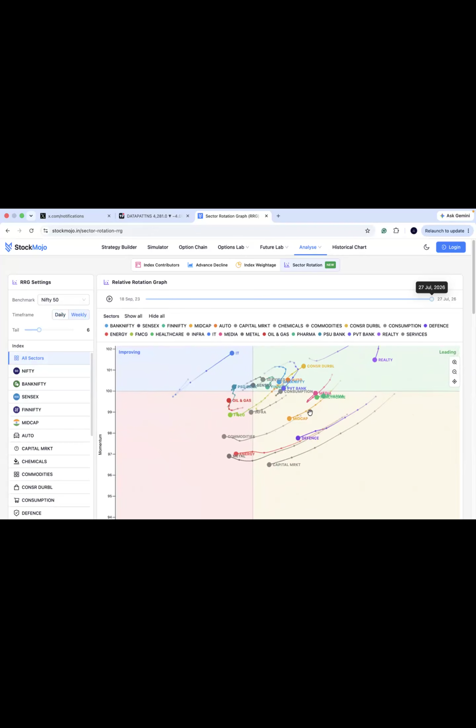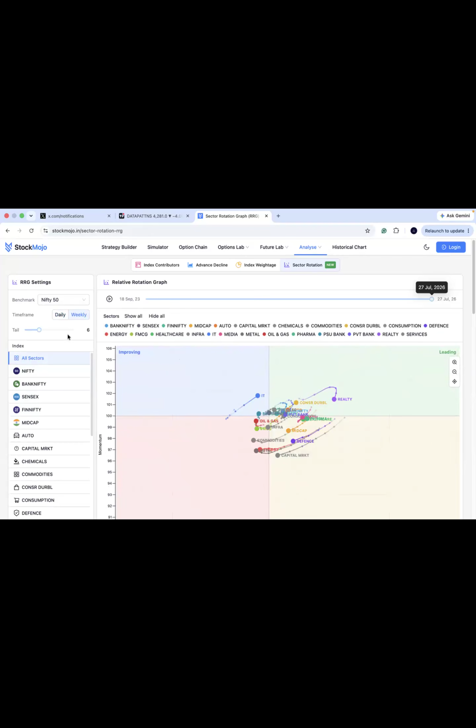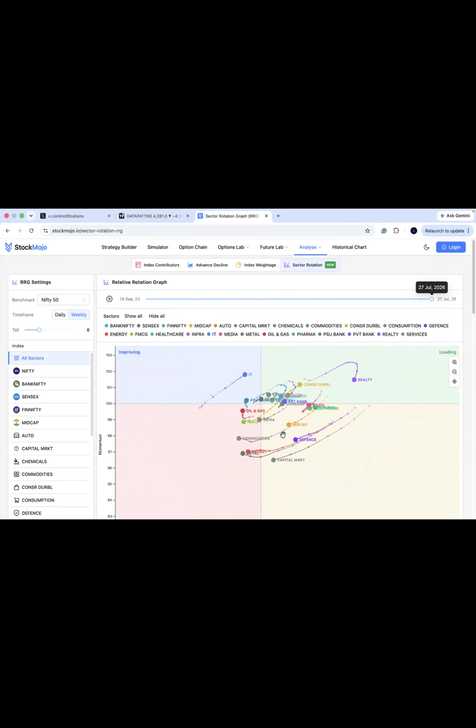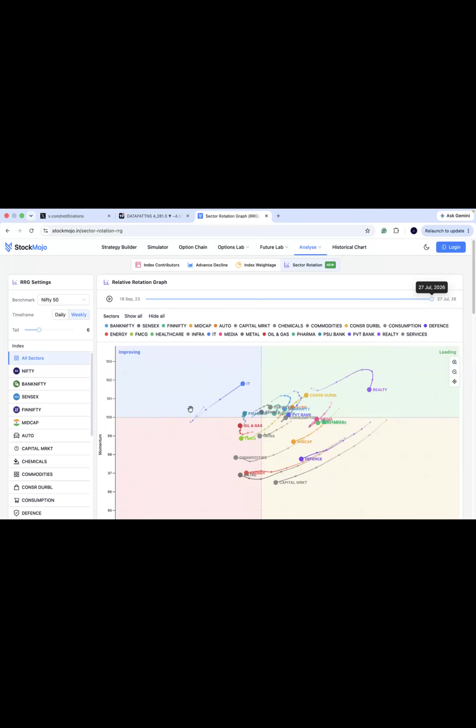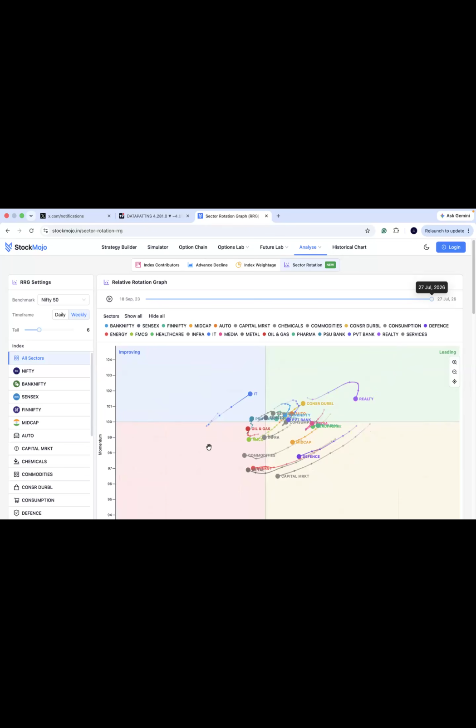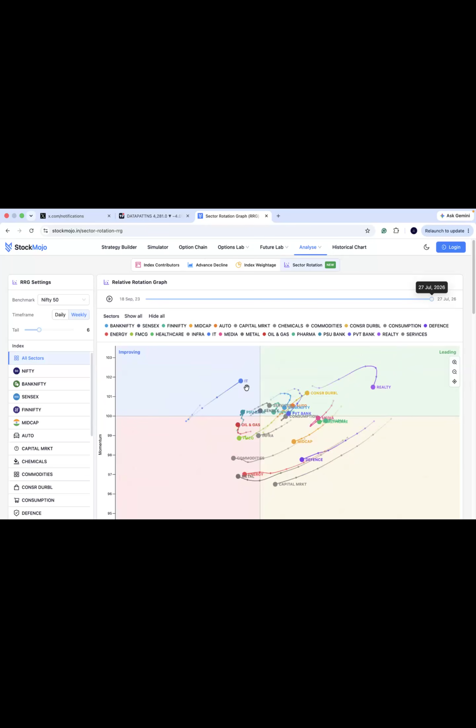So as you can see from the particular chart itself, this is the relative strength index. The benchmark is Nifty 50, and we have selected all the sectors. According to the graph, what we can comprehend is that the IT sector is currently in momentum, it is improving, and the IT index's relative strength and momentum are improving as well. So there is a higher probability that you should put your money in IT, because the overall index is outperforming the Nifty 50 index.